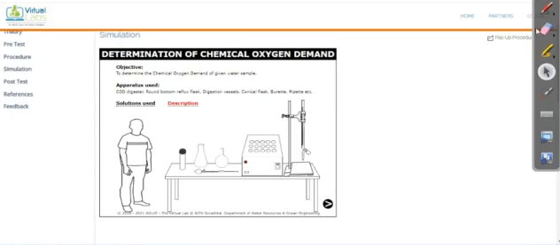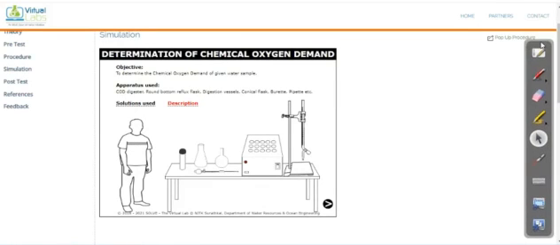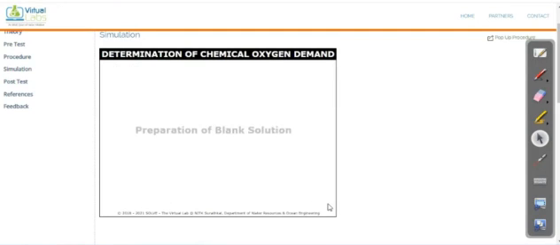So this is the setup, and here, as I already said, this is the COD digester. This is the burette, the conical flask. This is the round bottom reflux flask. This is the digestion vessel, and this is the burette. Click on the next arrow here.